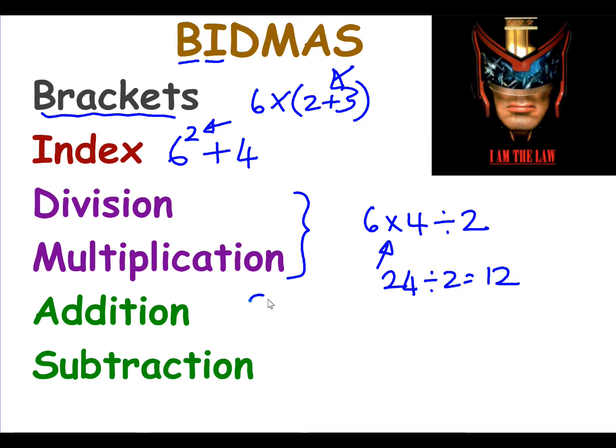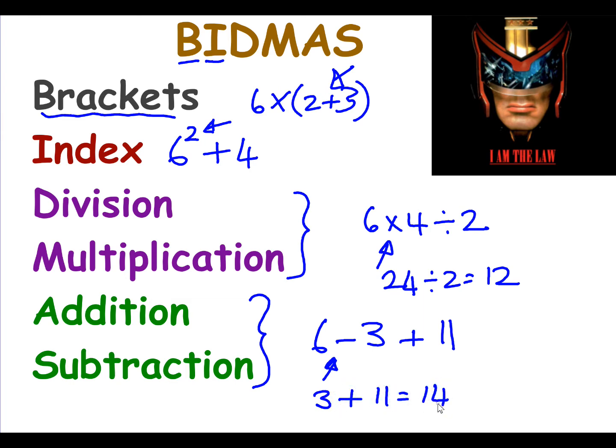And this rule of being at the same level applies to our lowest priority, addition and subtraction. If we do a problem, for example, 6 minus 3 plus 11, then addition and subtraction being at the same level means we do the subtraction first. So it would become 6 minus 3, which is 3, plus 11, which is 14.